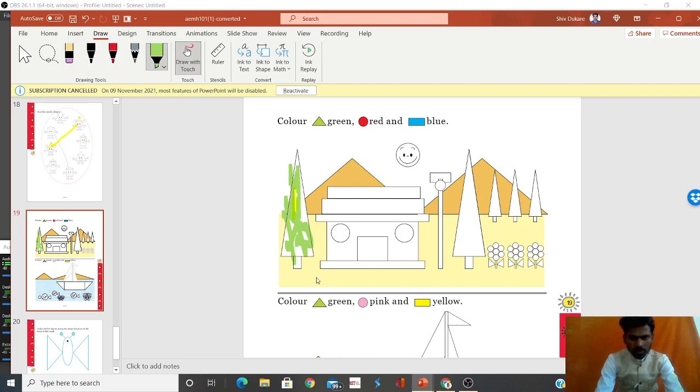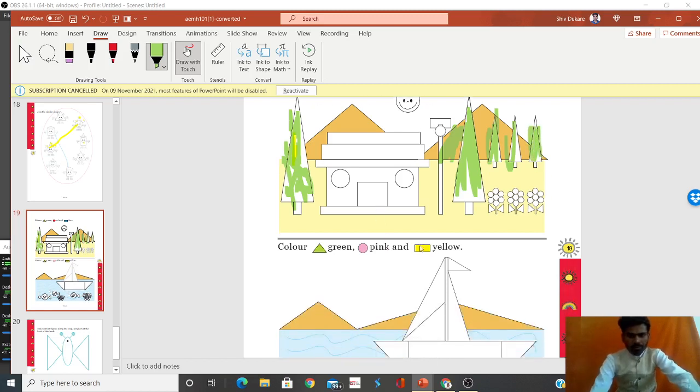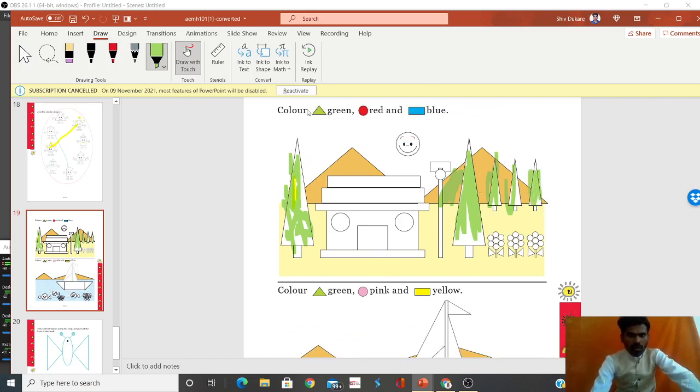And here also you can fill green color. Here also you can fill green color. Here also you can fill green color. Here also you can fill green color. And red for circle.